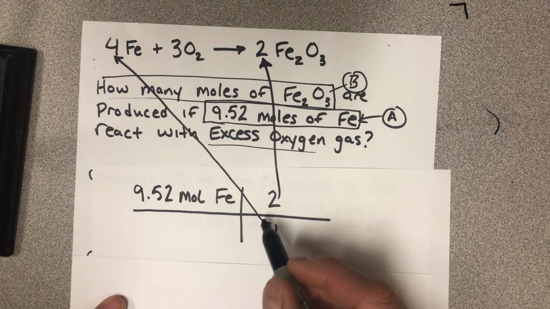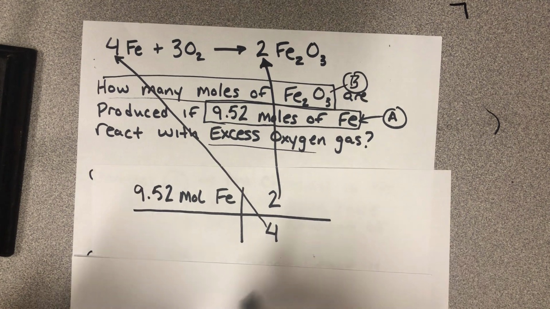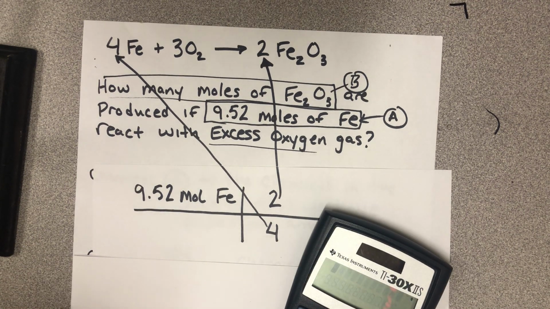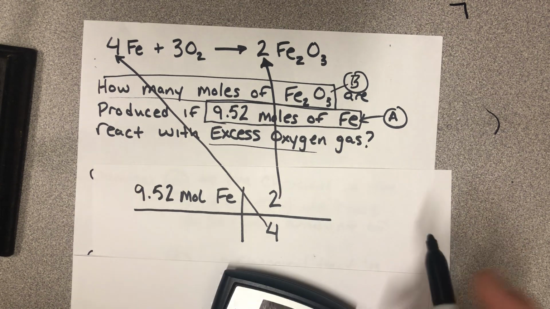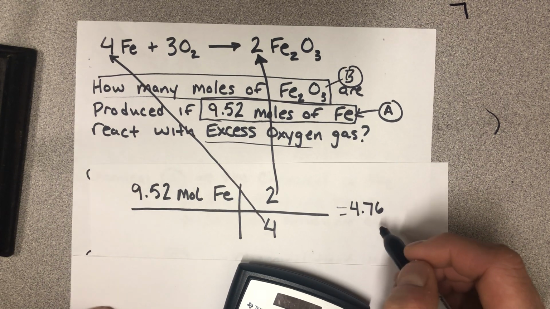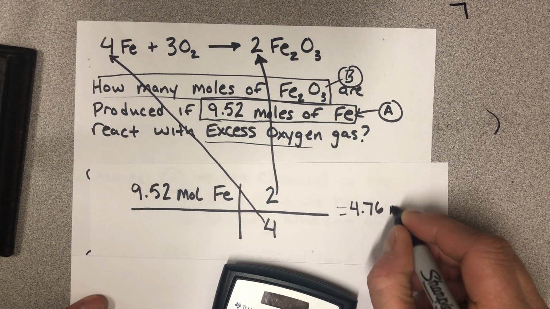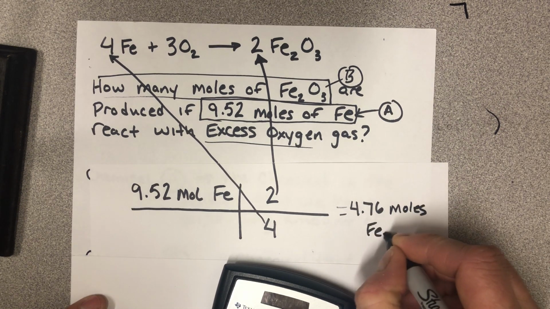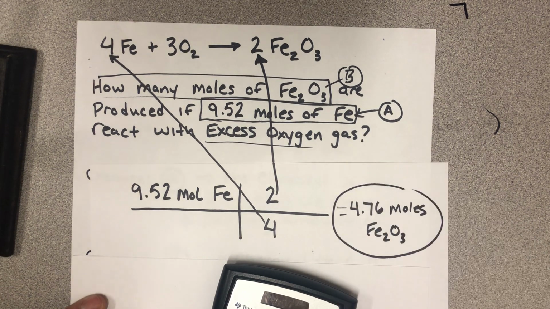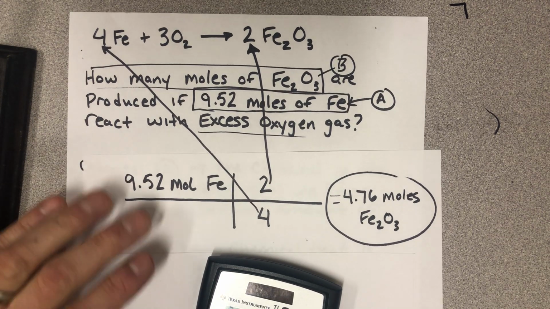Okay, so now it's a very easy math setup. It's 9.52 times 2 and then divided by 4. So we can hammer that out here. 9.52 times 2 divided by 4, and that gives us 4.76. And then, think back to what the question is asking you, how many moles of iron 3 oxide. So this is 4.76 moles of Fe2O3. All right, so it's not very challenging. I think the chemical A and chemical B scheme makes it really pretty easy.